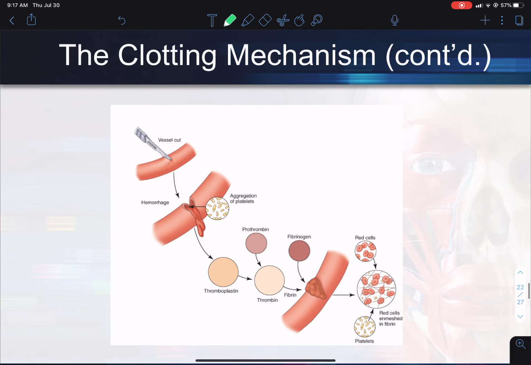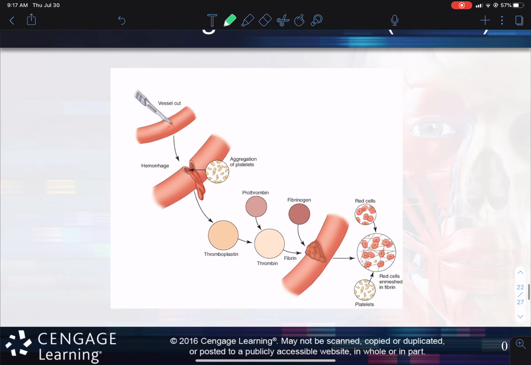Okay, here's a picture of the clotting mechanism, where a vessel gets damaged, then you have some bleeding, then you have some recruitment of the thromboplastin. Thromboplastin recruits prothrombin. Say this all 10 times fast. Prothrombin gets converted into thrombin. Thrombin can recruit fibrinogen. Fibrinogen turns into fibrin. Then you finally form a clot.